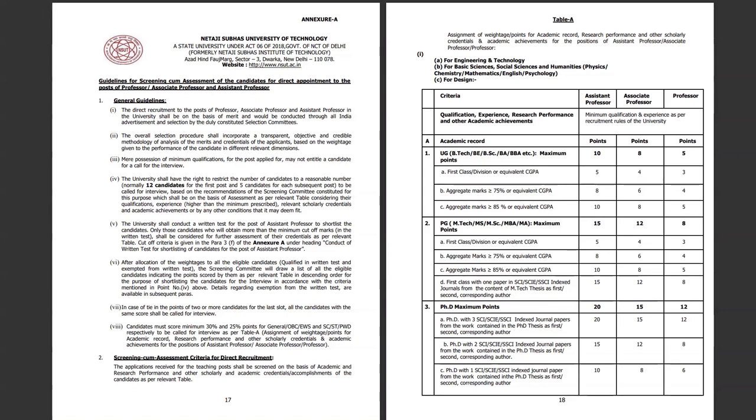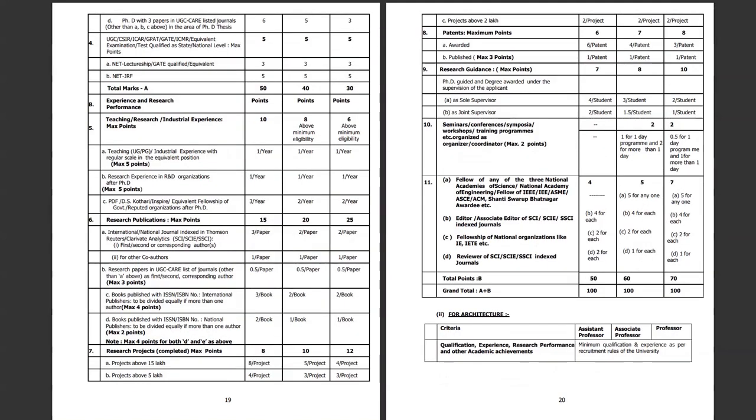Similarly, for PhD, they will give a maximum of 20 marks. Here the criteria is: if you have done your PhD with 3 SCI journals, or 3 SCIE or SSCI indexed journals, you will get 20 marks. PhD with 2 SCI journals gets 15 marks, and PhD with only 1 SCI journal gets 10 marks.